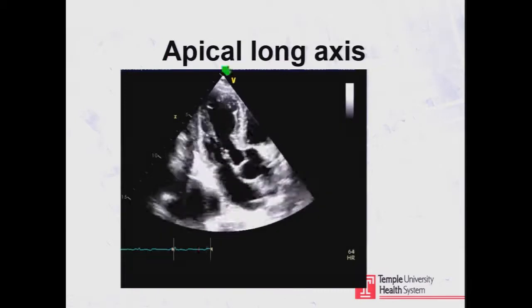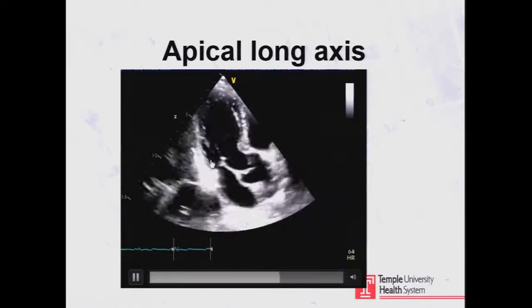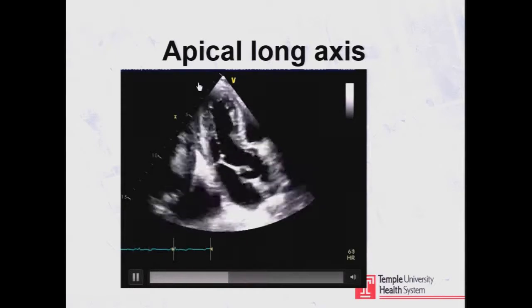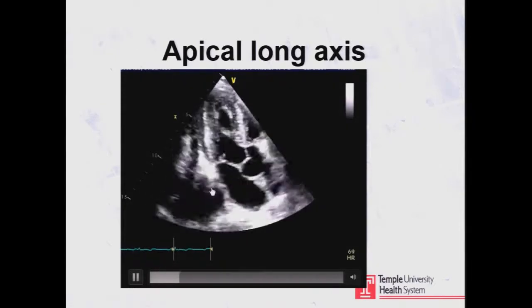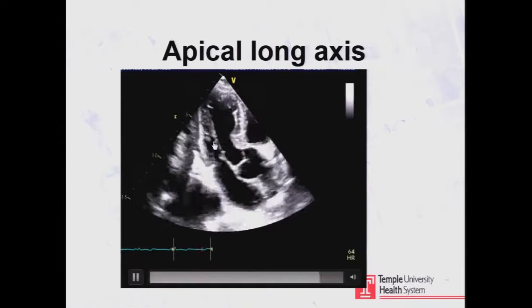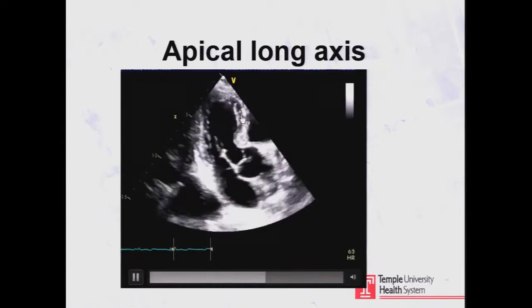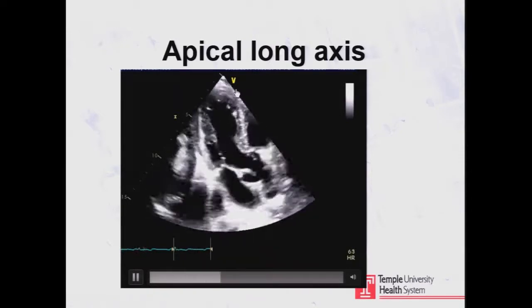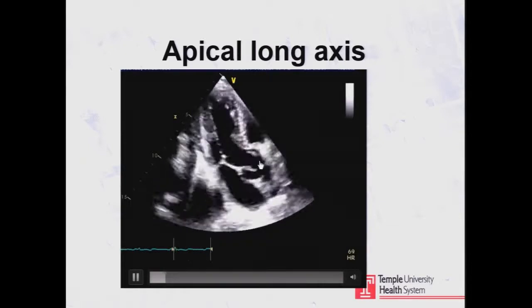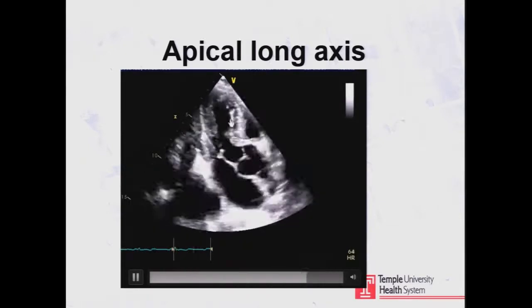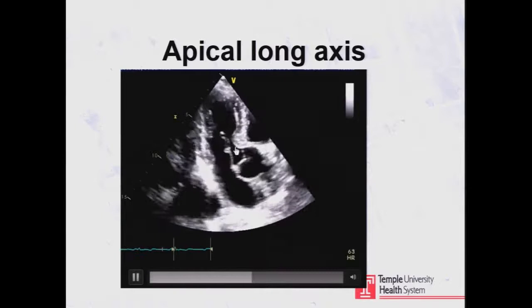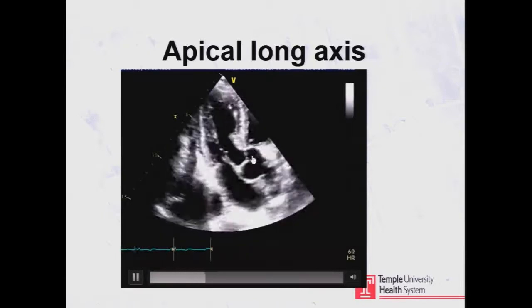The apical long axis, remember that this is the inferior lateral wall, formerly known as the posterior wall, but no longer. And the anterior septum, how do I know it's the anterior septum? Because I can see the aorta. If I see the septum and I don't see the LVOT, it's the inferior septum.